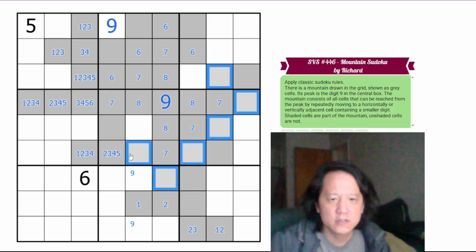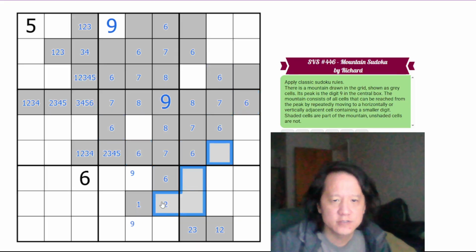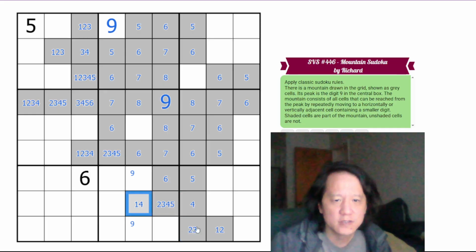6. 6. This is 5. 5, 5, 5, 5, 5. And then we have 4s. These are 4. This is 3. So 1, 2, 3, 4. This is greater than that. This is 3 or 4.